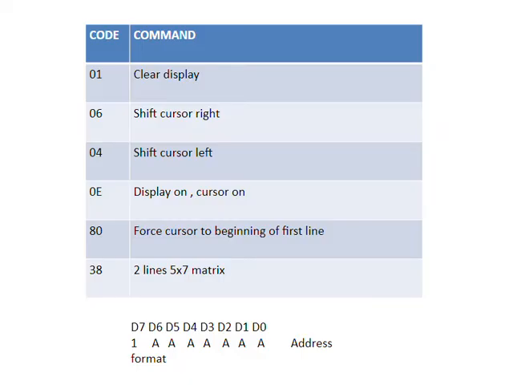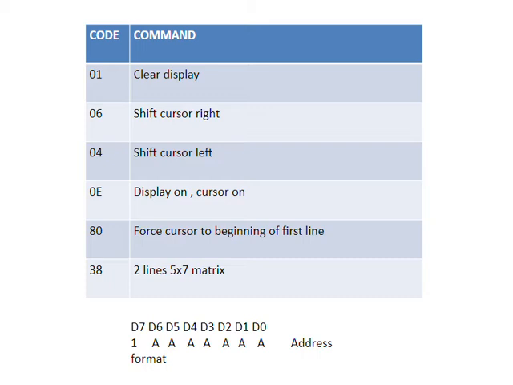Now let's look at a few commands that are to be sent to the LCD. The first command is 01, that will clear the display. The next command is 06, which will shift the cursor right as we display new characters.